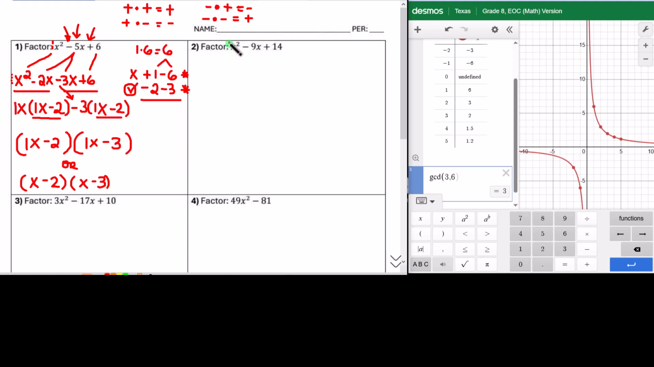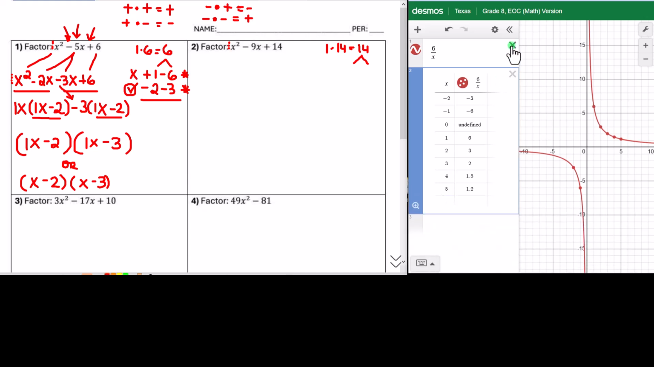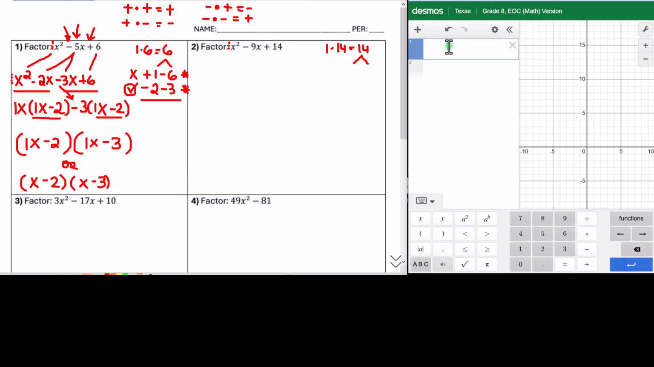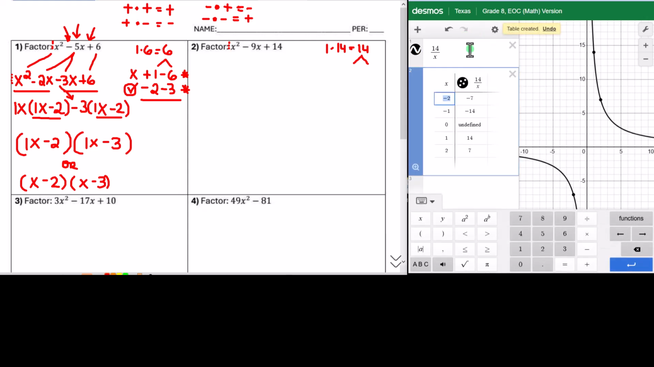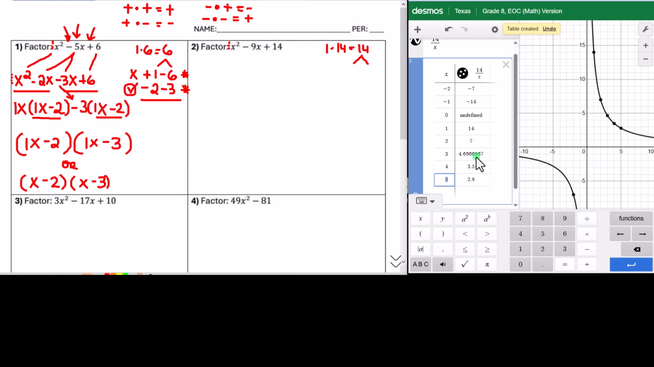Remember, if there's no number in front of the x squared, you put a 1 right there. Then you multiply that 1 times the last number right there, which is 14. And we get 14. Now we want to create a list of numbers that gives us 14. So let's go ahead and clear our calculator here. And we write 14 divided by x. We click the wheel, click the little table, go to number 2 and press enter multiple times to create our list.